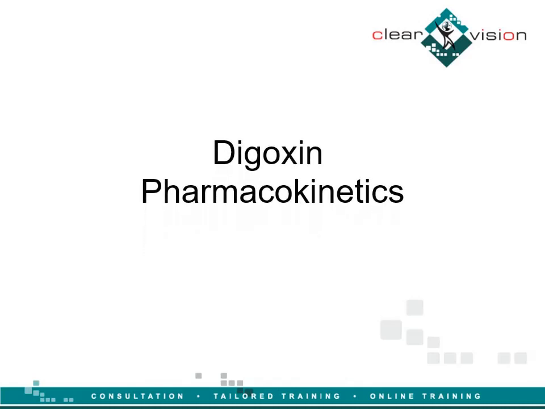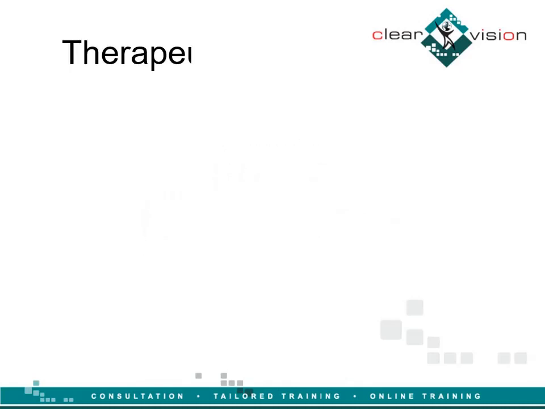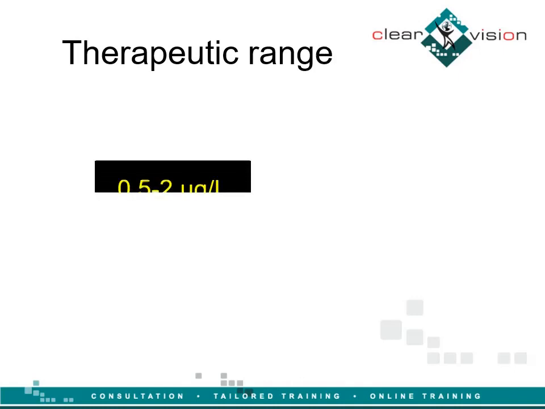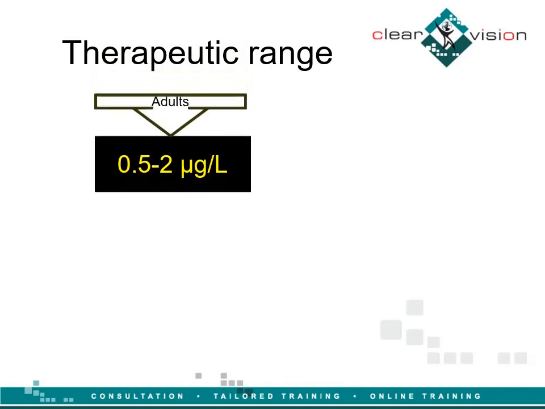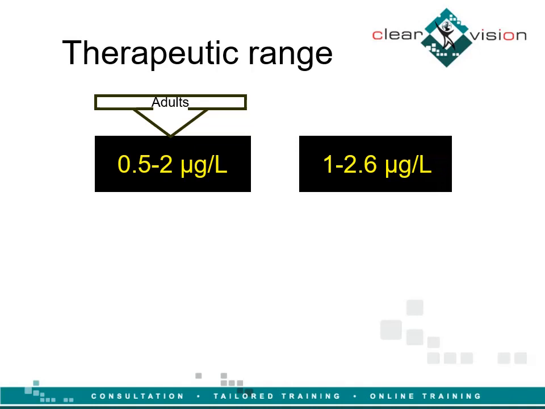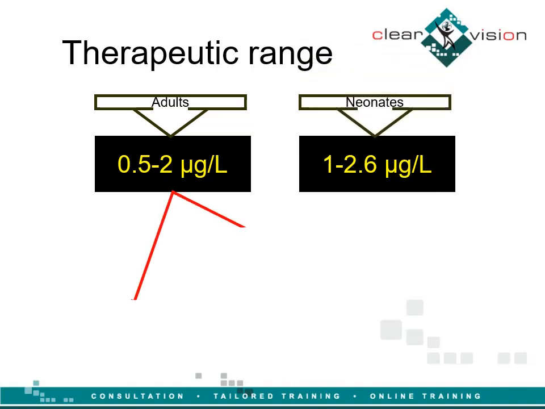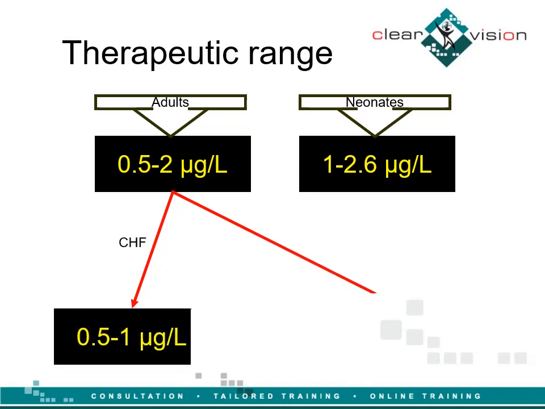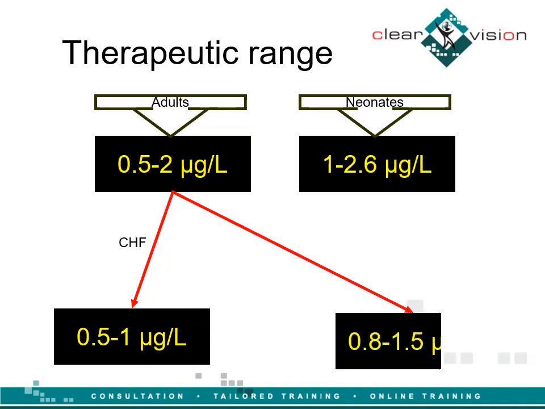Digoxin Pharmacokinetics. The therapeutic range for digoxin is between 0.5 to 2 microgram per liter for adults and 1 to 2.6 microgram per liter for neonates. Most commonly, the target range when treating congestive heart failure is between 0.5 to 1 microgram per liter, and 0.8 to 1.5 microgram per liter when treating arrhythmias.